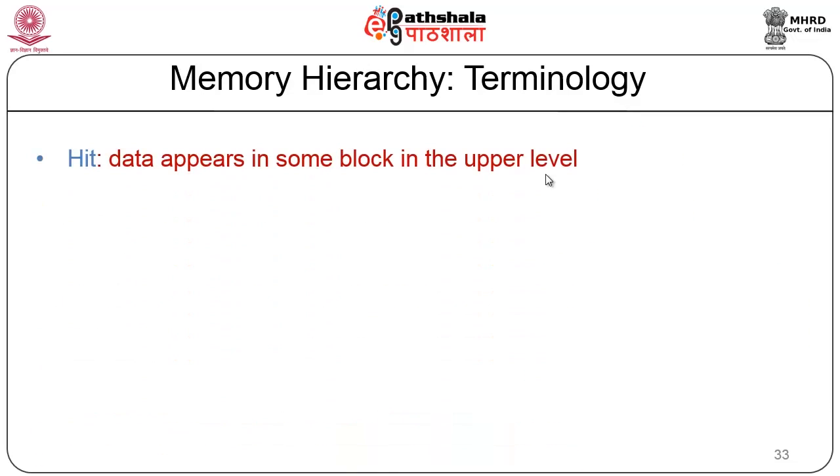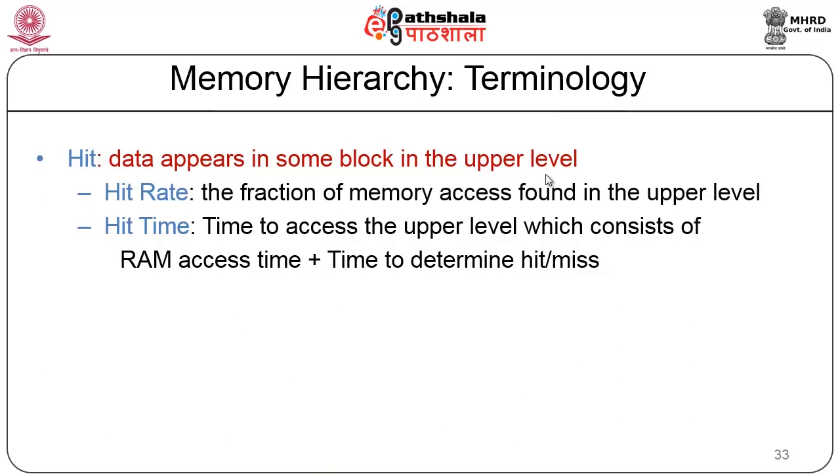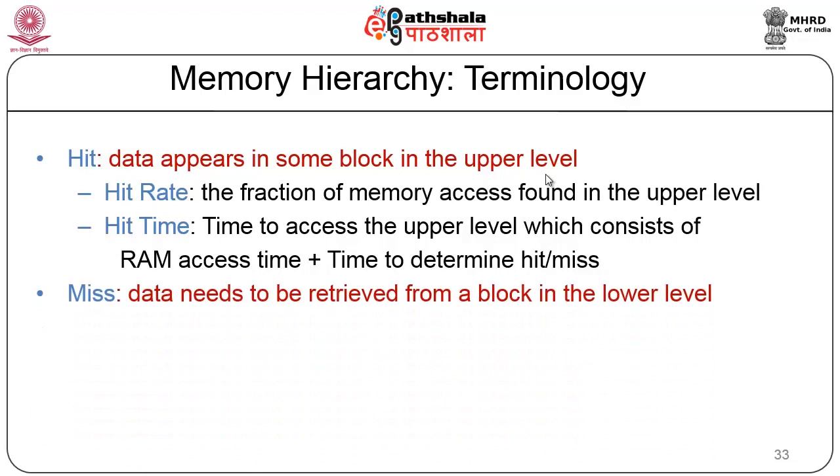So, if you look at the terminologies associated with memory hierarchy, we talk about a hit, where the data appears in some block in the upper level. So, that is called a hit. The hit rate is the fraction of memory accesses found in the upper level, and the hit time is the time taken to access the upper level, which consists of the RAM access time plus the time to determine whether it is a hit or a miss.